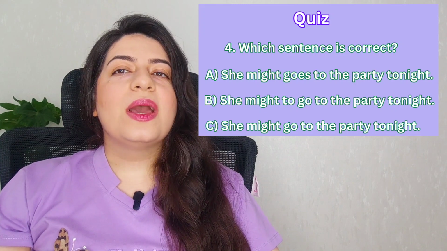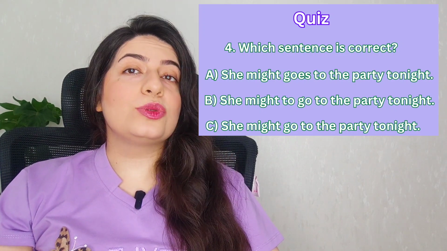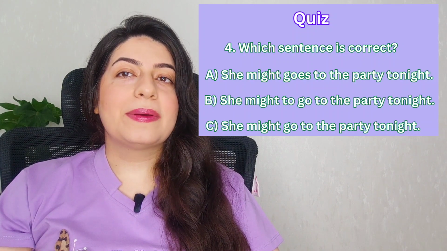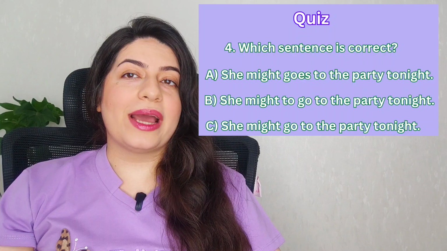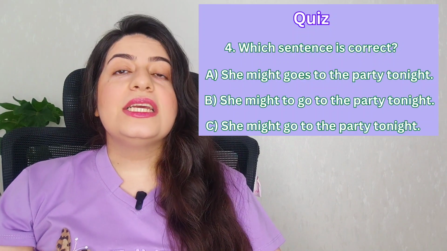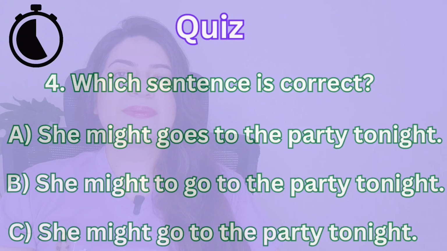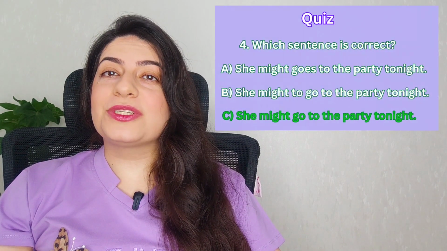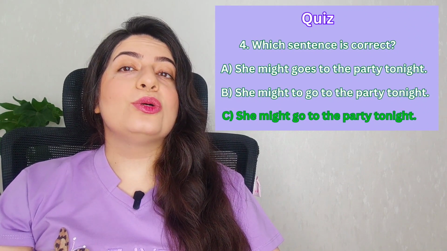Question 4. Which sentence is correct? A. She might go to the party tonight. B. She might to go to the party tonight. C. She might go to the party tonight. The correct option is C. She might go to the party tonight.